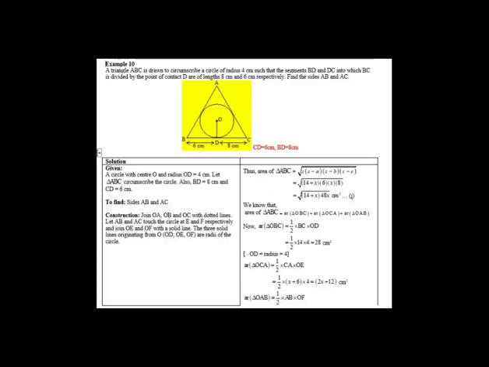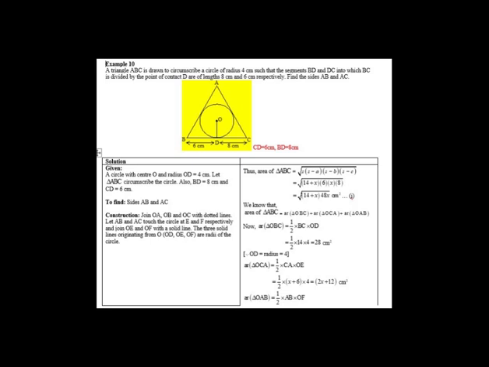Given a circle with center O and radius OD is equal to 4 cm. Triangle ABC circumscribes the circle. Also, BD is equal to 8 cm and CD is equal to 6 cm. We need to find the lengths of the sides AB and AC.